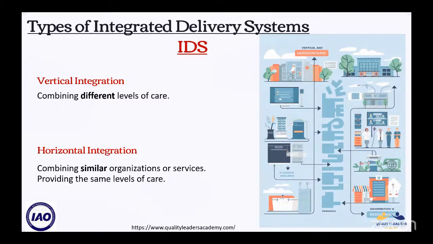So in the exam, if you see different levels of care, primary, specialty, hospital, post-acute, that's vertical. If the integration is hospital, hospital, hospital, or clinic, clinic, clinic, then that's horizontal integration, whereas vertical is primary, specialty, hospital, and post-acute, right? And one thing, many large healthcare systems use both types of integration. They have multiple hospitals, horizontal, as well as vertical integration.